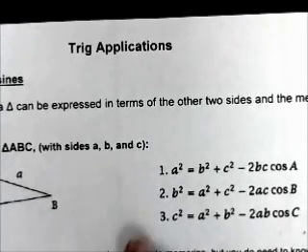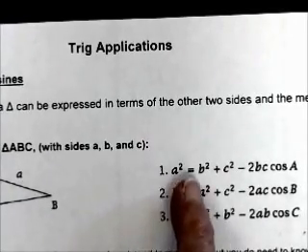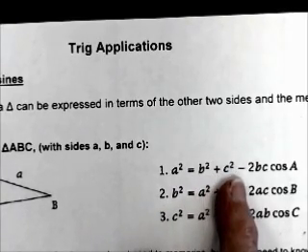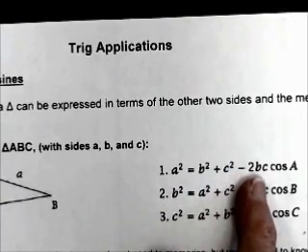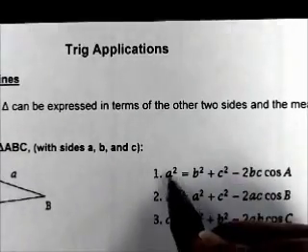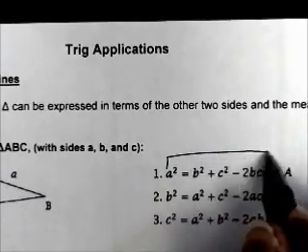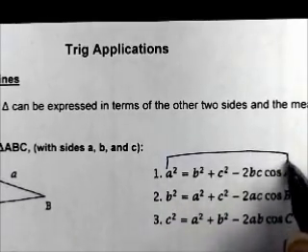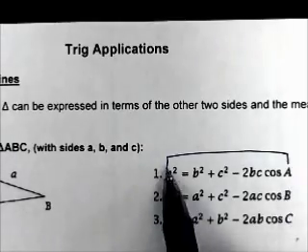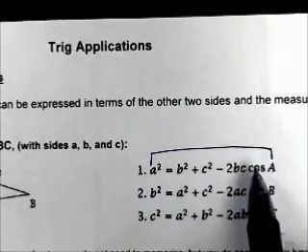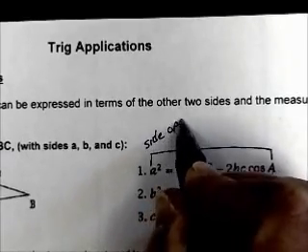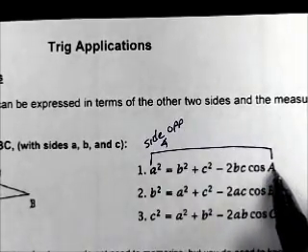In other words, side a squared is equal to the sum of the squares of the other two sides minus twice the product of those two sides and the cosine of the angle. Now, the side and the angle, the beginning and the end there, must match. So the outsides must match. So this is the side opposite the angle, and this is the angle.